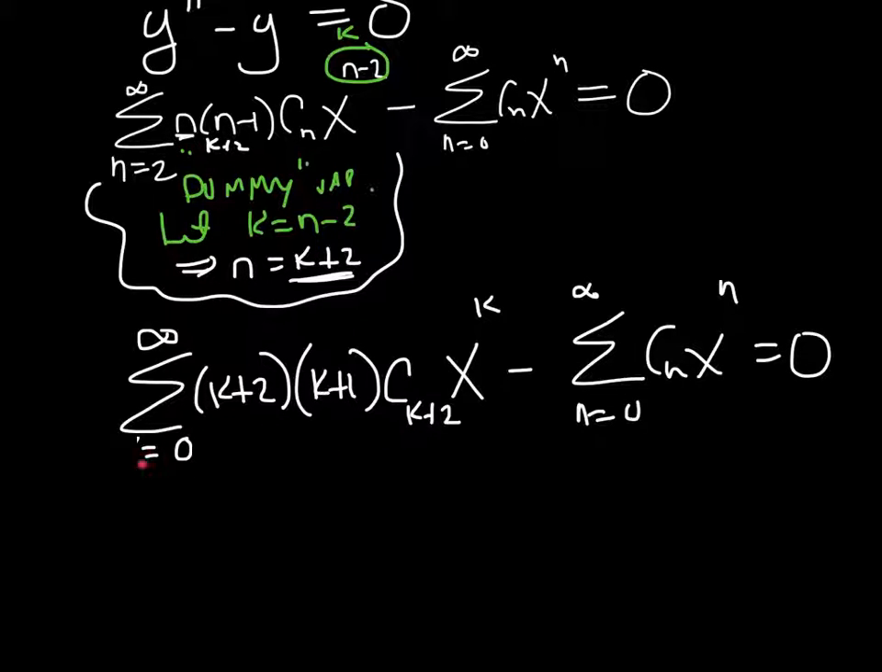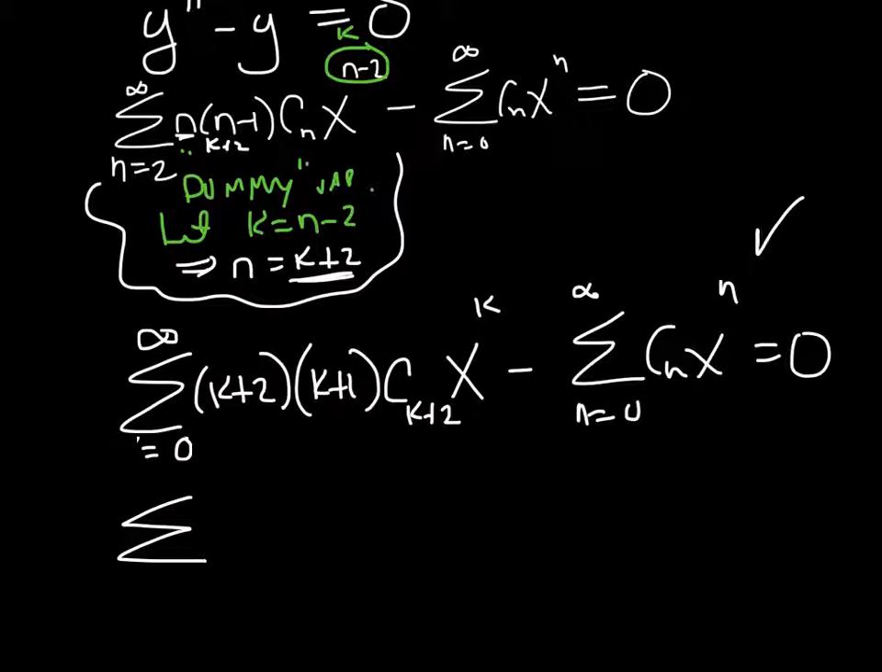feel free to plug it in. Expand this series, expand this series, and you'll see that it's going to be the same term by term. Okay, so the indices actually look great. This is 0 and this is 0. Again, k is a placeholder variable, so now I'm going to go back and replace all my k's with n's.